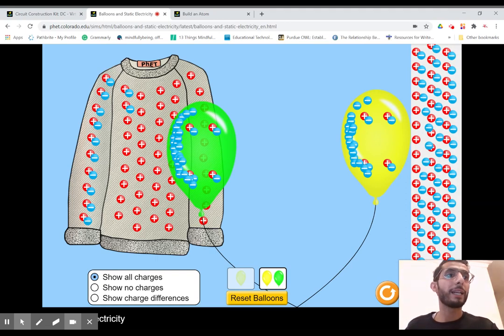So this is static electricity. Basically, static electricity is the building up of charges.